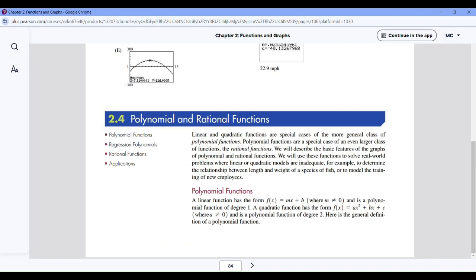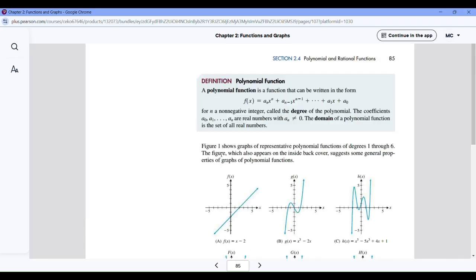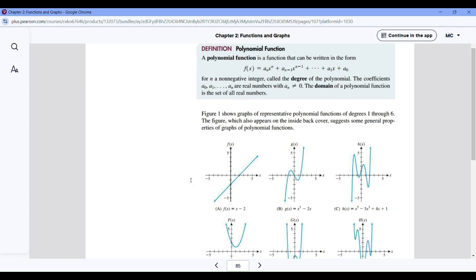Polynomial and rational functions. A linear and a quadratic function are special cases of a more general class of polynomial functions. Polynomial functions are a special case of an even larger class of functions, the rational functions. We described basic functions of graph, polynomials and rational functions. All right, polynomial functions is basically every kind of function, guys. So it's a linear function, degree 1, and then it can go all the way up to any kind of degree. So here we have a degree 1.